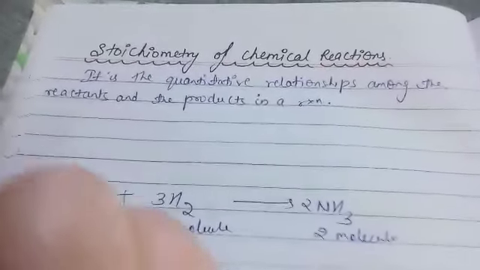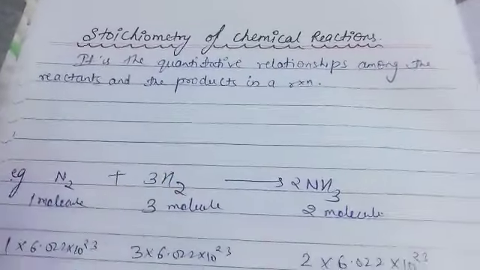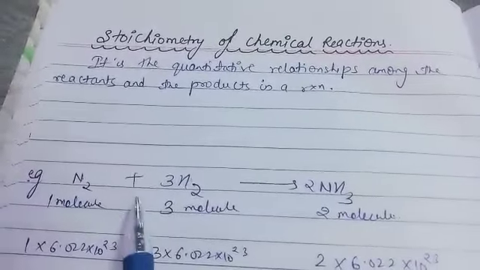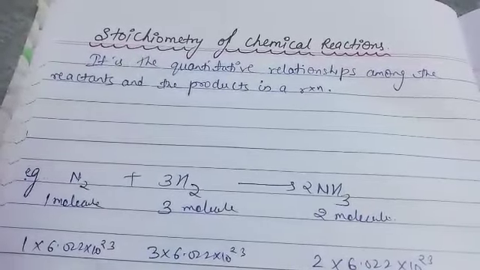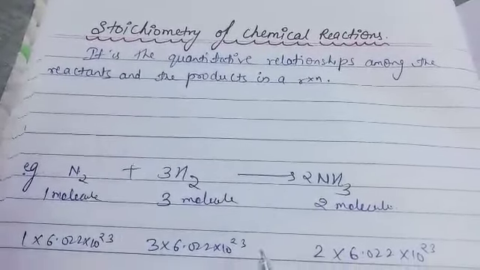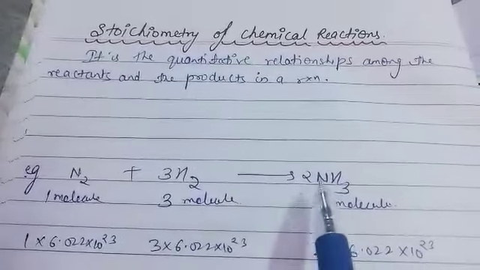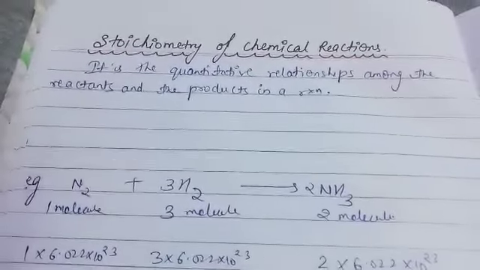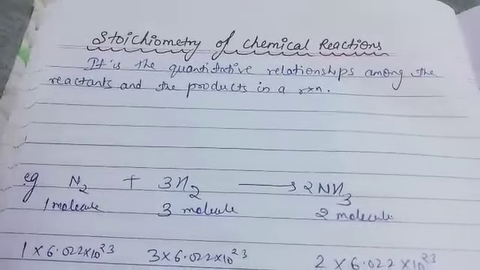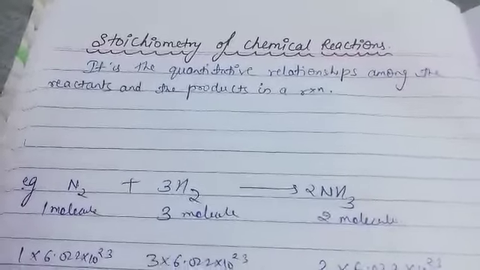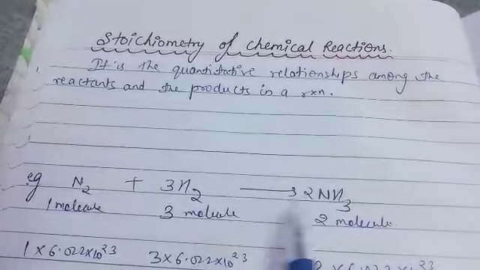Now just see. You can take a very general example, that is N2 plus H2, it gives ammonia. Generally this reaction is known as Haber's process. Nitrogen reacts with hydrogen, it gives ammonia. Then in case of stoichiometry, your first work is you have to balance it. That is very important. Now just see, balance it. It's a 2, 3.